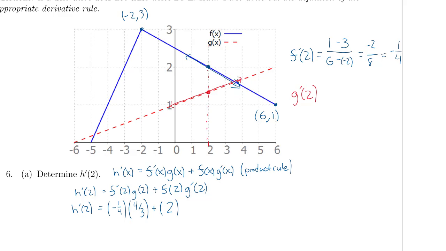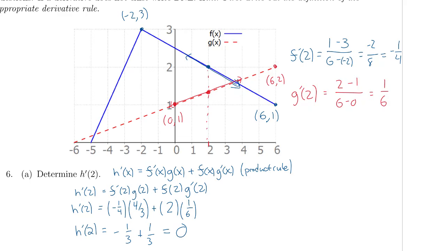So we can just, again, choose 2 nice points where the grid lines intersect. So let's just choose the points (0, 1) and (6, 2). So we see a positive slope of 1/6 for g prime of 2. So we can go ahead and just calculate this, and we'll have -1/3 plus 1/3, which will give us a value of 0 for h prime of 2.